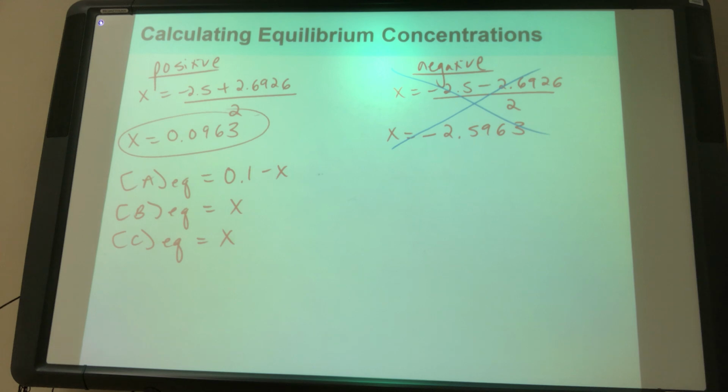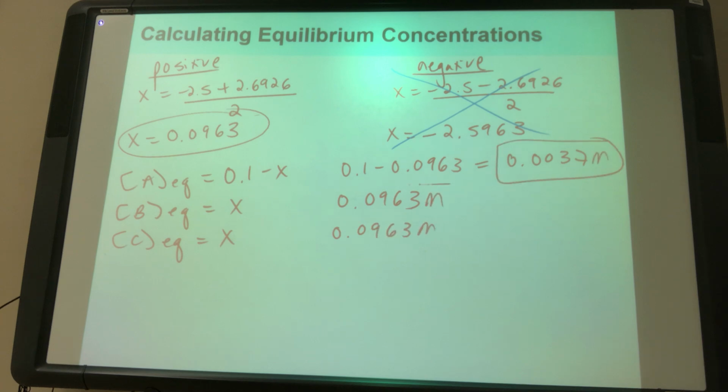So now we just plug it in. So 0.1 minus 0.0963 gives me 0.0037. And then this is just going to be 0.0963 and 0.0963. So now I have my concentrations for A, B, and C. Just like last time, we can do our check. So let's do the check.